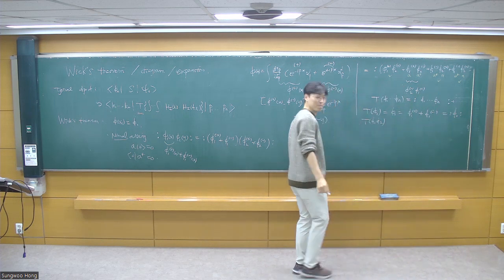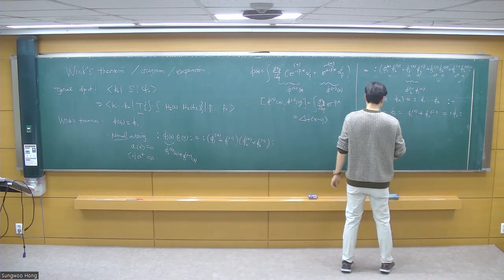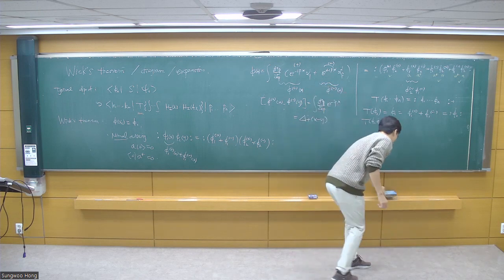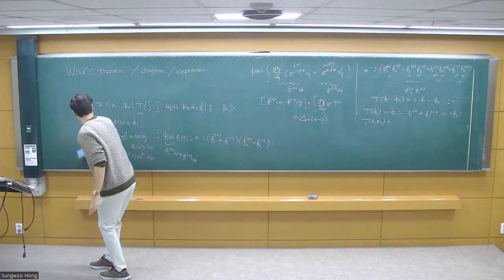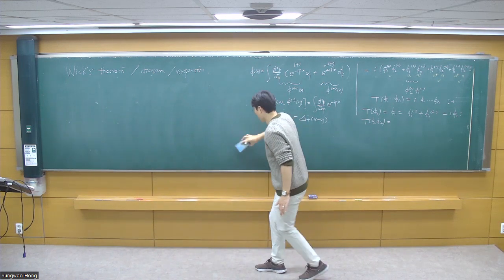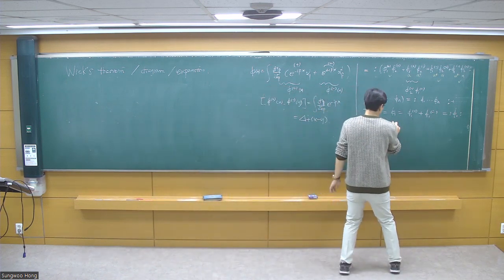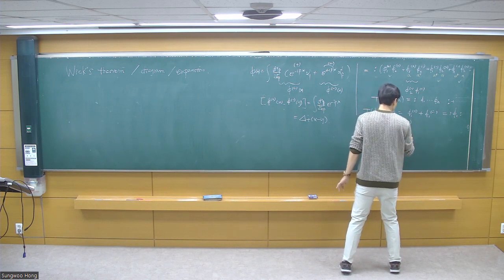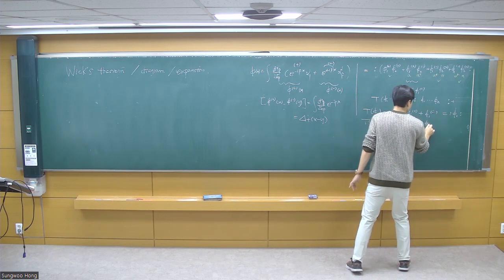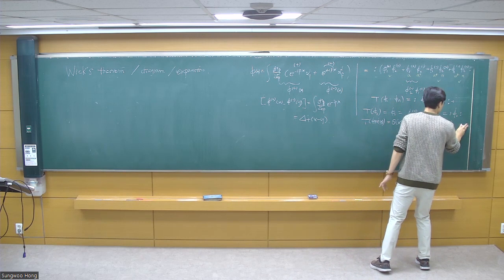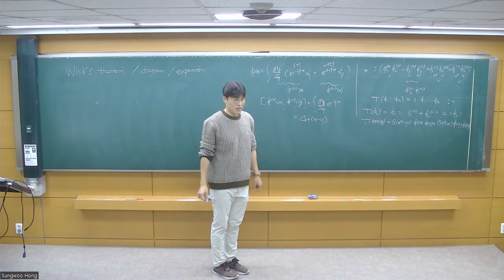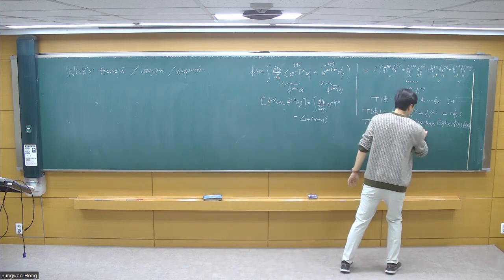So phi one, phi two. Okay, so I need a space. Let's see if I can do it here. So theta, instead of 1, 2, let me say x, y, and then y, x. So that I just did, which is time ordering. Yeah? Done? Good.